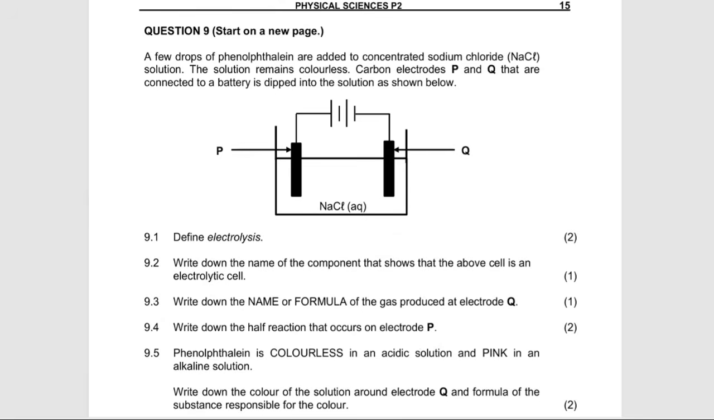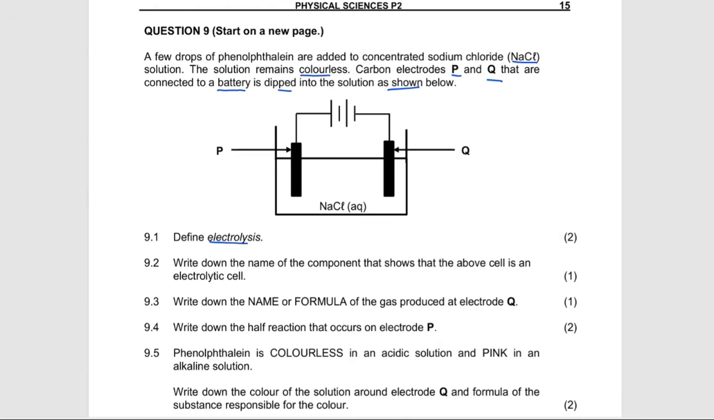Then now moving on to the next question. Our next question is question number 9. It says a few drops of phenolphthalein are added to the concentrated sodium chloride, which is your NaCl solution. Then the solution remains colorless. Then the carbon electrodes P and Q that are connected to a battery are dipped into the solution as shown below there, right?